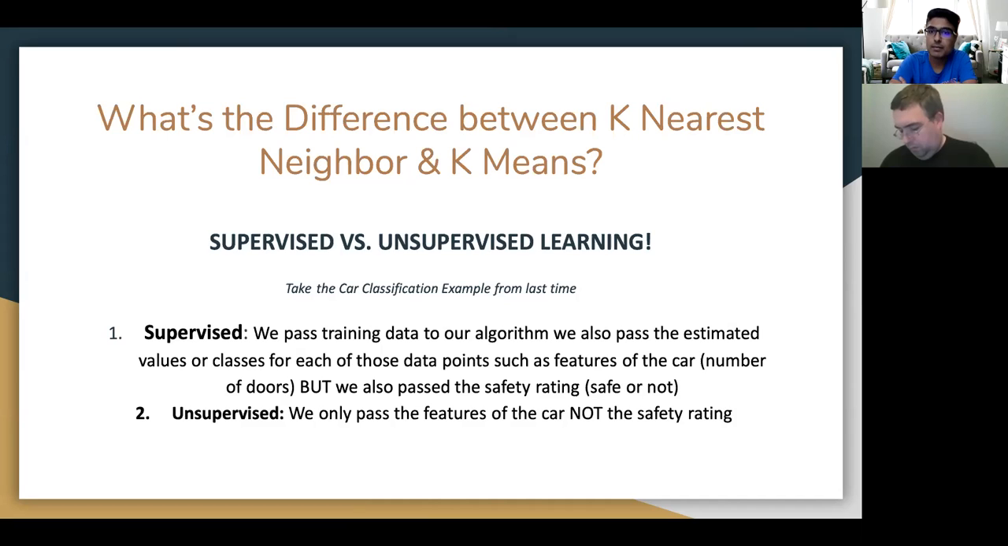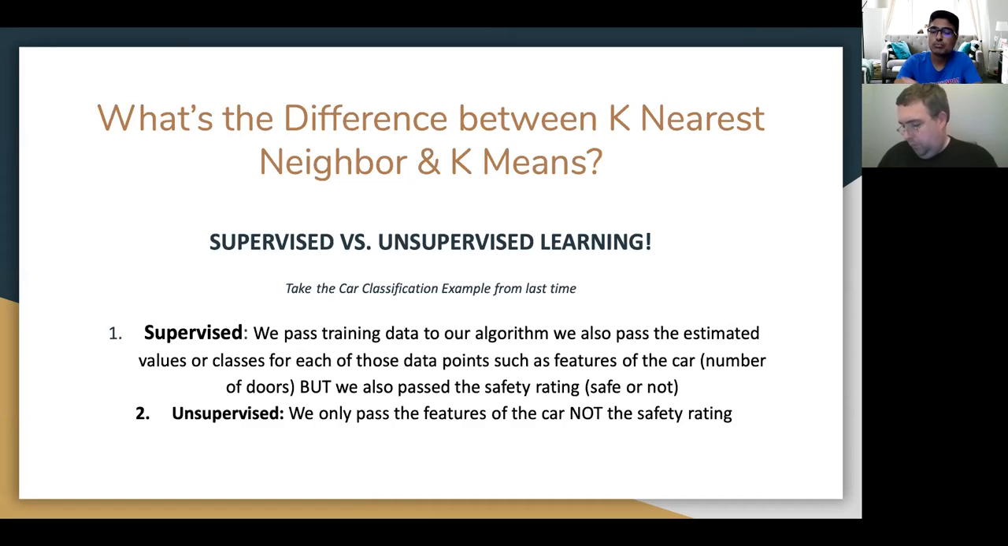Now, you might remember that K nearest neighbor algorithm from last time. That was a classification algorithm as well. However, the key difference is that the K nearest algorithm, which we talked about last time, was a supervised machine learning algorithm. And what we are learning today, that being the k-means algorithm, is instead an unsupervised machine learning algorithm. So let's take a couple steps back. Let's talk about what is the difference between supervised and unsupervised machine learning.